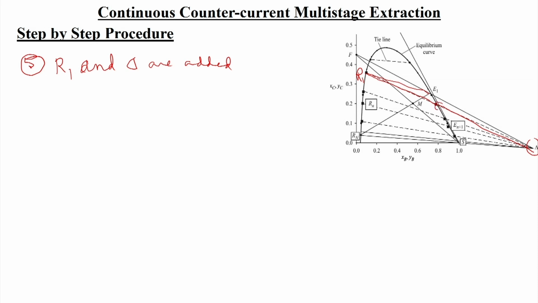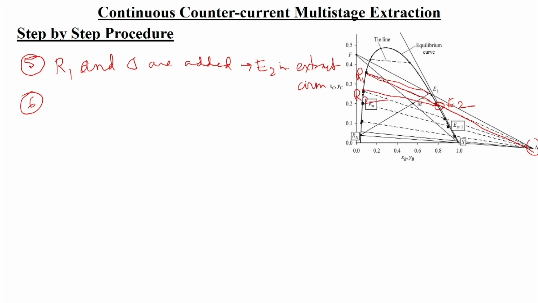Now we will get this E2 here. Okay. So, if these are added, then we will obtain E2 in the extract arm. Now again, from this we need to draw the next stage, say stage 6, from E2, again we will draw the tie line, then it will be like R2.